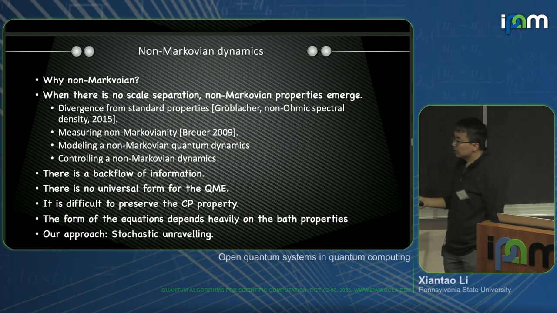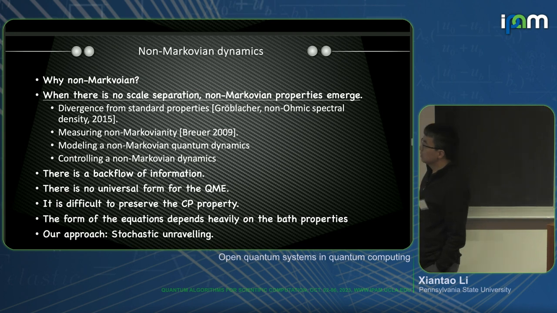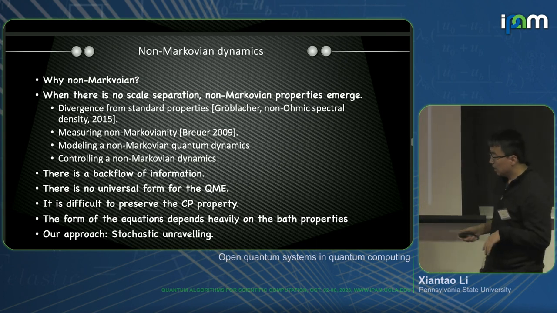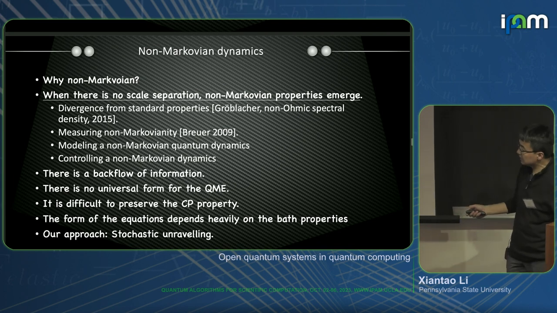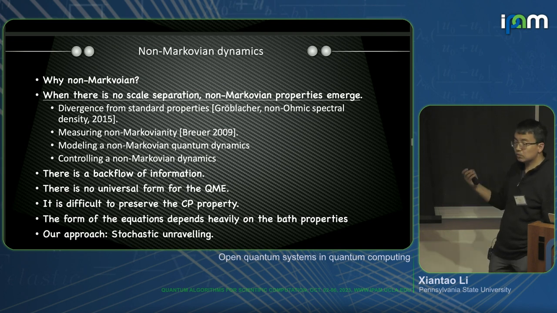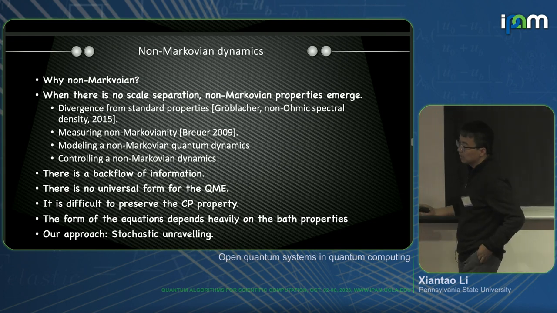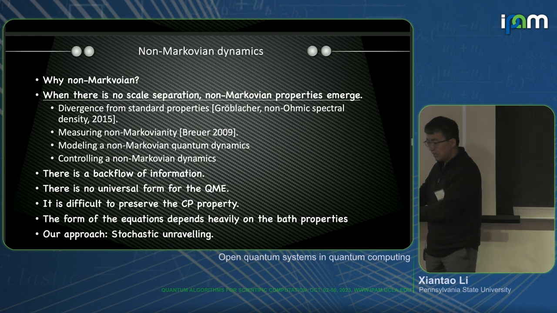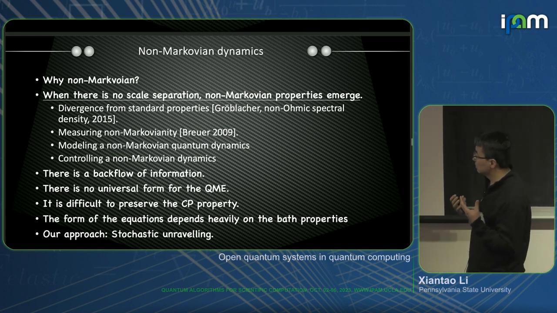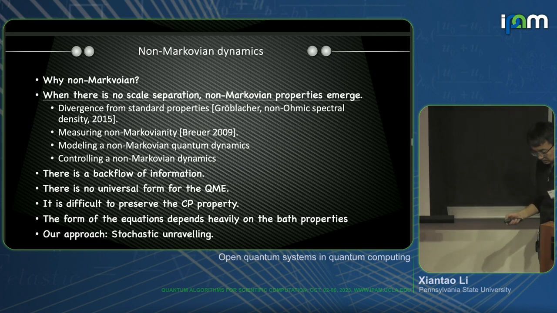And because we are looking at the explicit interactions between the system and the bath, we're going to have to see the properties of the bath. So you're going to see the properties of the bath showing up in the quantum master equation. In other words, if you're interacting with a different bath, your equation is going to be different. Okay? That's one thing that I want to prepare you for before we go to the next slide.